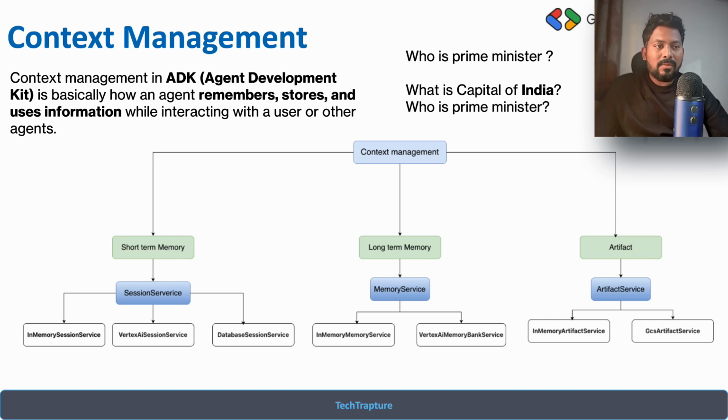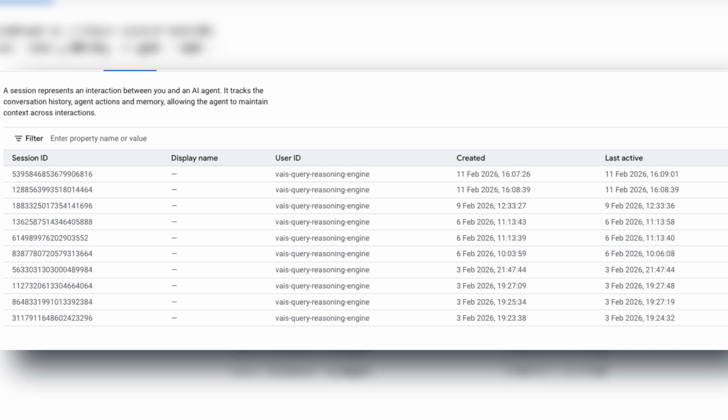Now we'll deep dive into each of these topics. We will go into short-term memory, long-term memory, and artifacts, and in short-term memory we'll see a demo of each of the session services. We will see how to implement the in-memory session service by creating one agent. Then we'll see how to use the Vertex AI session service along with the Agent Development Kit deployed on Agent Engine. Also we'll see the database session service.